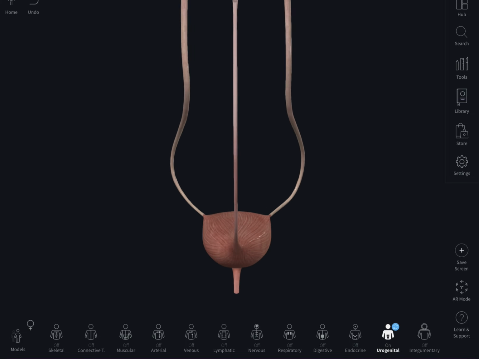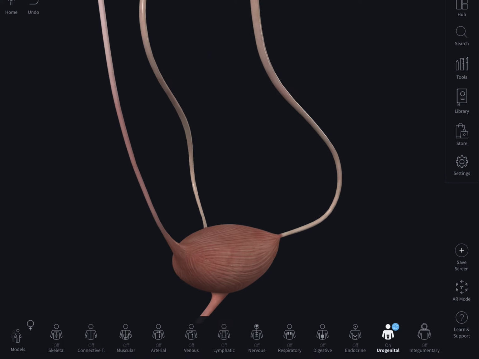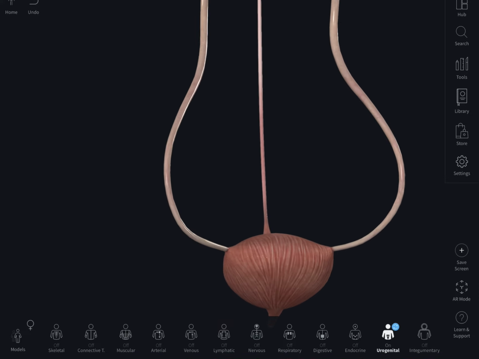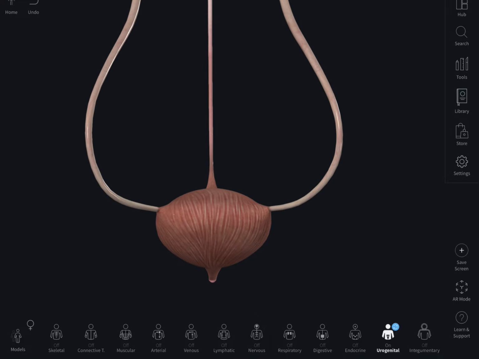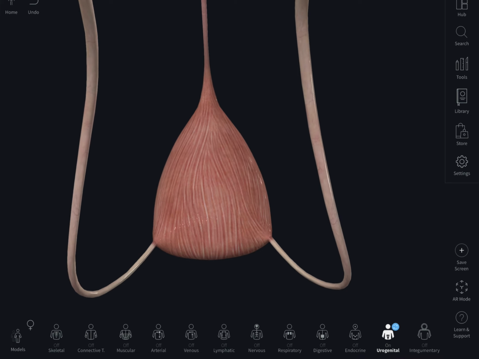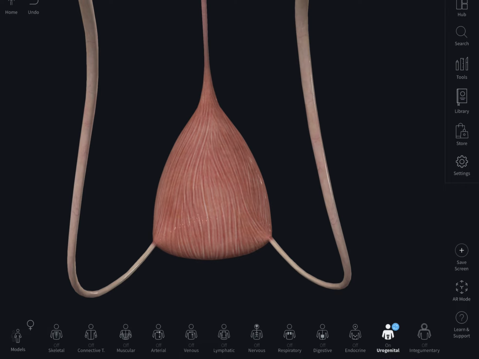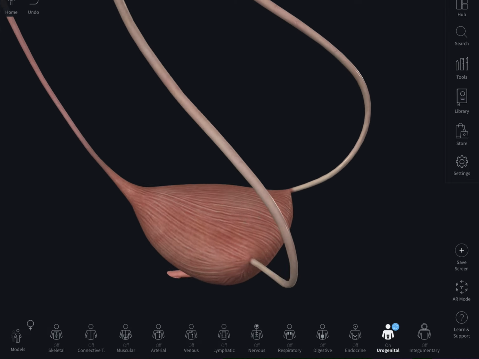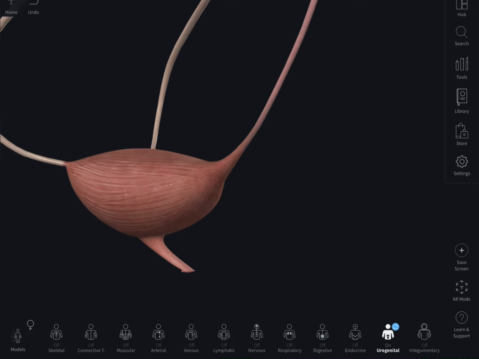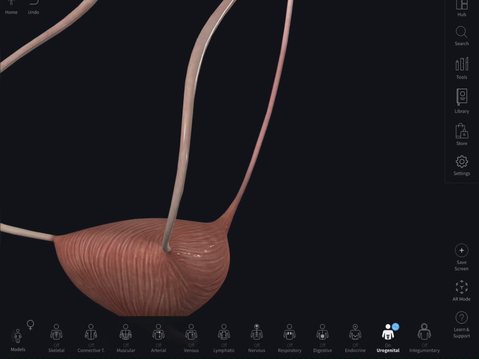This is the 3D model of the urinary system. This you can see is the urinary bladder. Firstly, we will see about the surfaces. First you have the superior surface. This complete triangular area which you can see is the superior surface of the urinary bladder. As you can see, this urinary bladder is completely empty, so it is tetrahedral in shape.